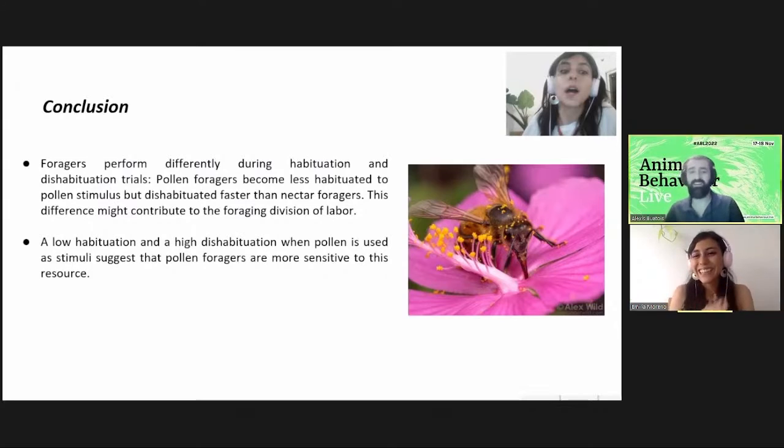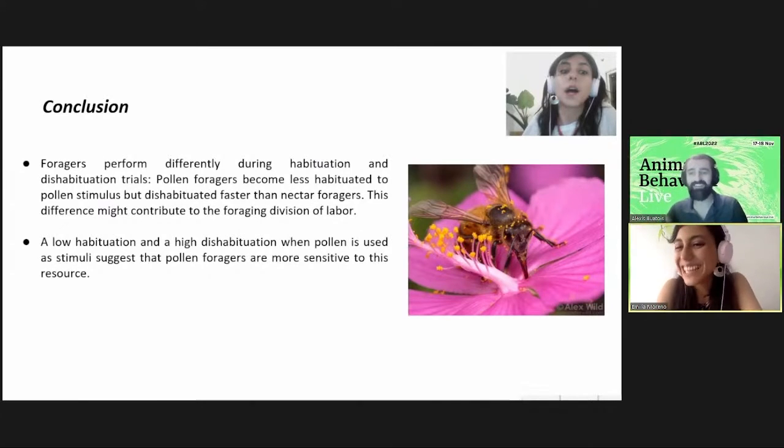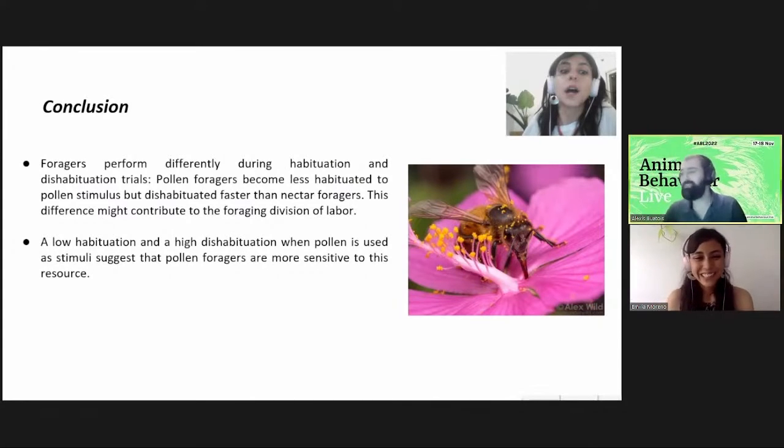No, but okay. I think I was just confused by the sentence because it was sounding like the difference contributes to the foraging division of labor. But in my brain, it would make more sense to say that the foraging division of labor is triggering the difference in the results. Oh, yes. Now I understand what you're saying. Yes, it's the way that we formulated the sentence. Yeah, I just wanted to be sure. Okay, thank you for your answer.